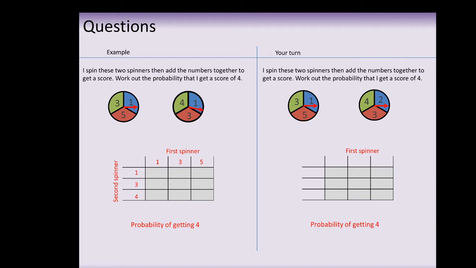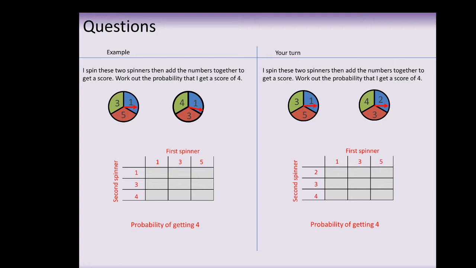Okay, so your first spinner should be 1, 3 and 5. Second spinner, 2, 3 and 4. Again, you're adding them up. So 1 and 2 is 3, 5, 7, 4, 6, 8, 5, 7, 9 should be your values in there. Probability of getting a 4, you can only get a 4 here, so it's 1 out of 9.